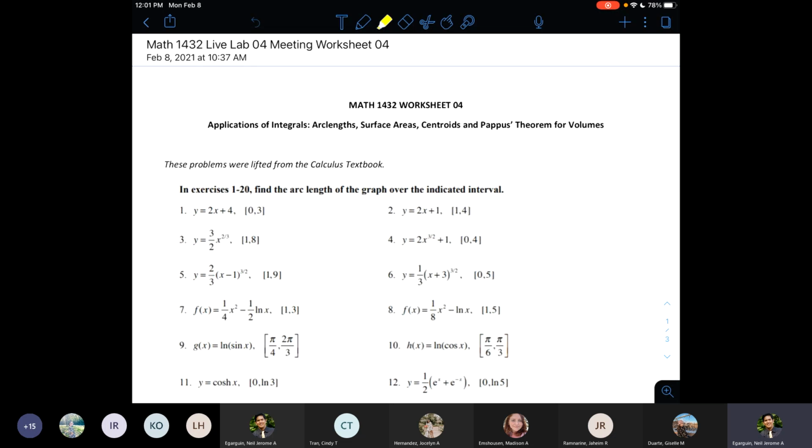But before that, I see there's a question sent by Madison in the chat. Because I think arc lengths, which is my target for today, is a pretty straightforward topic, I guess we can devote the first half of today's meeting to answering any problems that you might still have about computing volumes using the method of disks, washers, and cylindrical shells. So just send them in the chat if you have some questions.